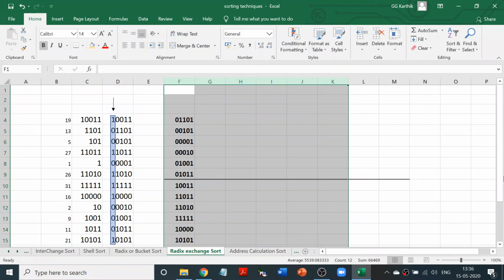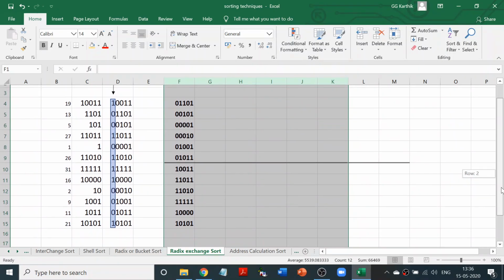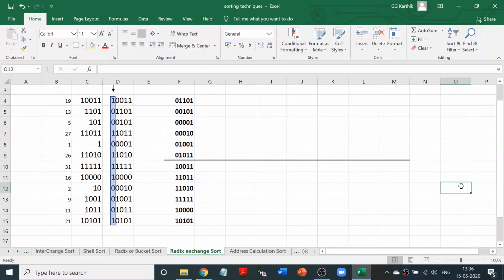Right, so this is the list I have. So what have I done? I'm sorting it. So we're going towards the sorted list, but we are only halfway, right? What we did, we took the first column: all the numbers with zeros in the beginning go here, all the numbers with ones in the beginning go here.